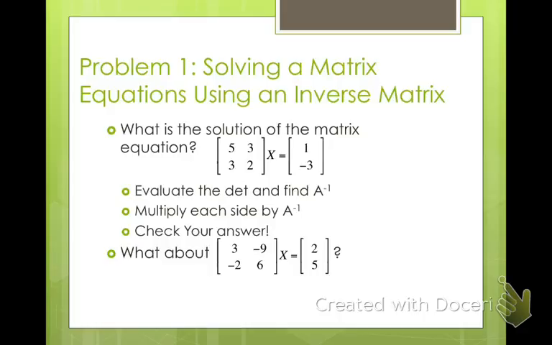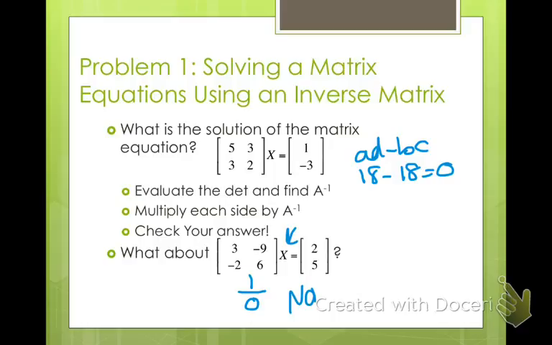Okay, let's go ahead and do this one too. So to find our inverse, first we find our determinant. So we take ad minus bc, and that's 18 minus 18, which is 0. So we get 1 over 0, which we don't have a solution for. There's no solution for x, because we never divide by 0. That's terrible.